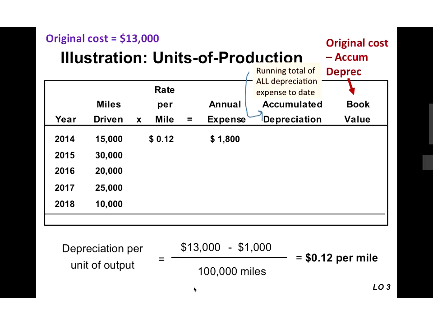So our accumulated depreciation for year one is a running total of all the depreciation to date. We don't have any prior to this, so it's $1,800. And then our book value is our original cost, the $13,000 minus that $1,800 gives us $11,200.